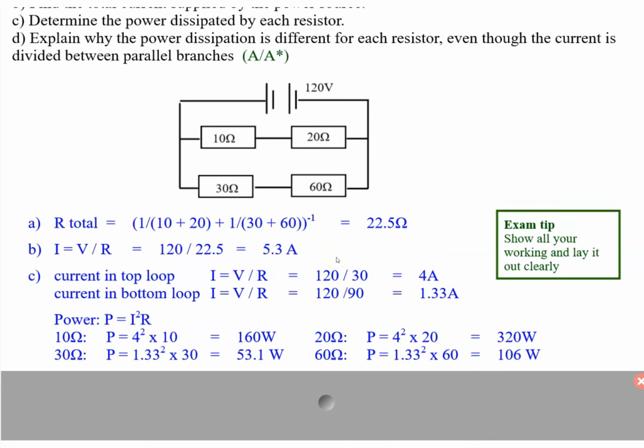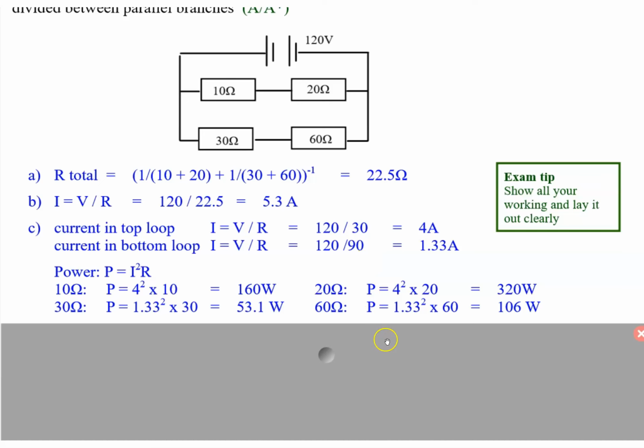Part D says explain why the power is different associated with each resistor, even though the current is divided between parallel branches. So any explain question, especially to do with electricity, is going to be more difficult. It's going to get the high marks.